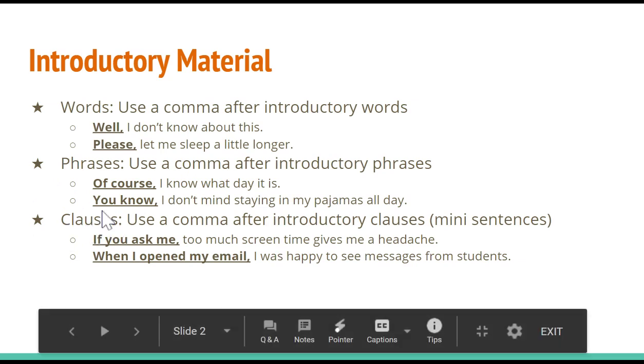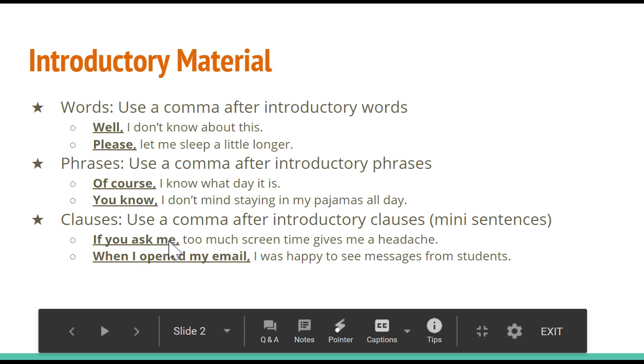Another one it could follow is clauses. And if you remember clauses, those are like a sentence. It has a subject and a verb. Independent stands by itself. Dependent needs something else to make it a full sentence. So you could use a comma after an introductory clause, these mini sentences.